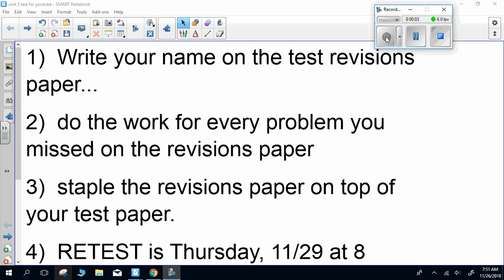Good morning. For each of the questions that you missed on the test, you need to work out every problem on the revisions paper. You need to staple the revisions paper on top of your test paper. The retest will be this Thursday, November 29th at 8 a.m.